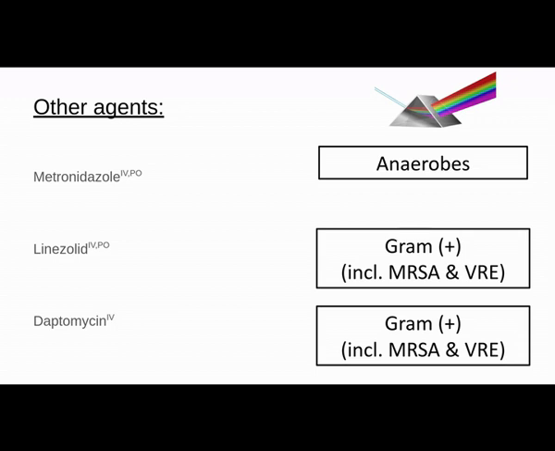Daptomycin is another agent that is used to treat resistant gram-positives, which has no gram-negative coverage at all. It's used when vancomycin fails, or for VRE. It can't be used in pneumonia, though, because it's disabled by the surfactants in the lung.